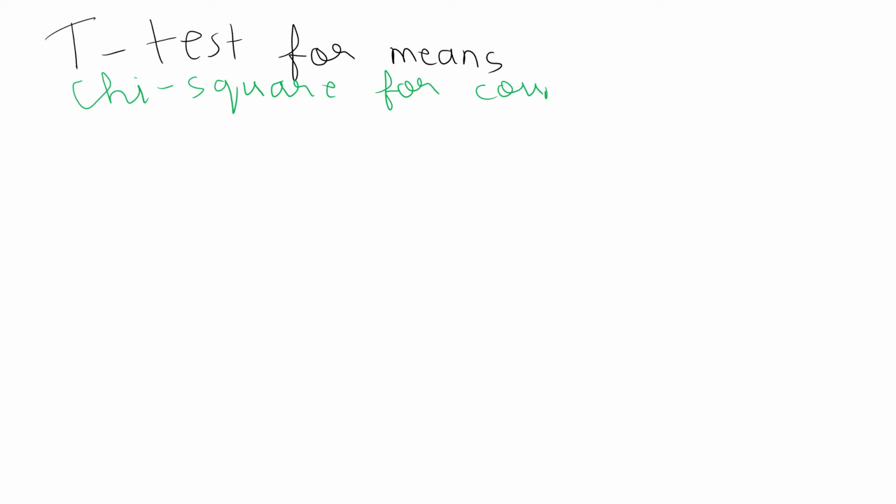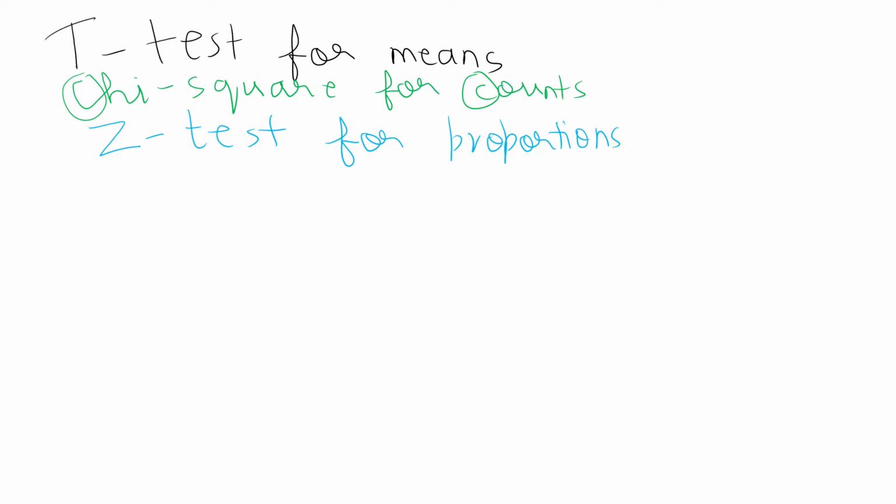T-test for means. Chi-square for counts. Z-test for proportions. That's what really counts.